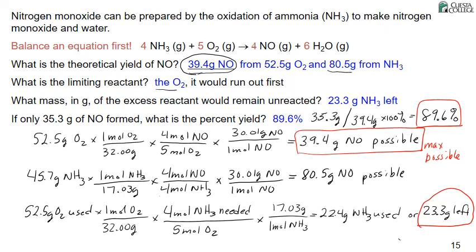We know the O2 is the limiting reactant, so it gets used up. We can calculate the number of moles of O2 that were used, the number of moles of ammonia needed to react with that much O2, calculate the mass of that much ammonia to find out that 22.4 grams of ammonia were used. Subtract the 22.4 grams that were used up from the 45.7 grams to start with, and it turns out there are 23.3 grams of ammonia left over.